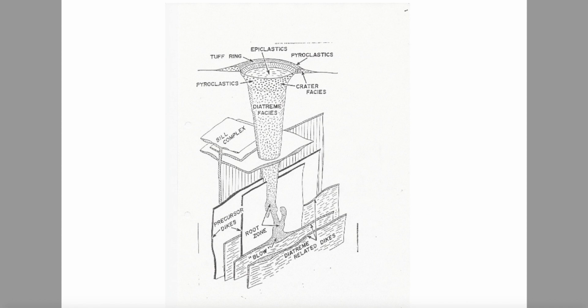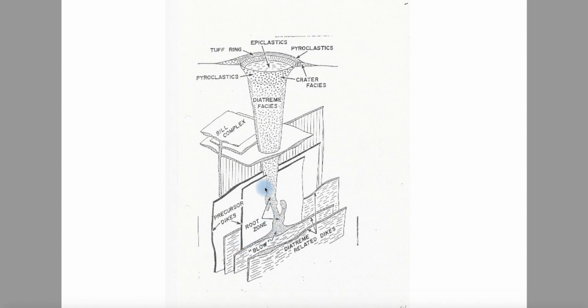So we have here the diatreme related dikes, and this is maybe just a crack propagation as well. Then you have here a root zone, and here you have the diatreme facies. You have a sill complex, that is horizontal, whereas the dikes are vertical. In the diatreme facies, your kimberlite becomes more and more explosive, and then you are forming at the top around such a kimberlite pipe a tuff ring. But you are not forming a caldera like in a volcanic eruption.